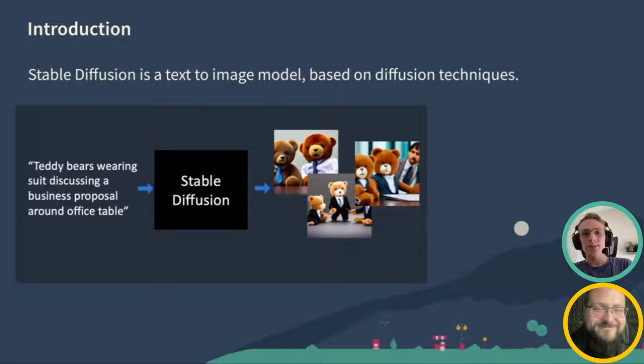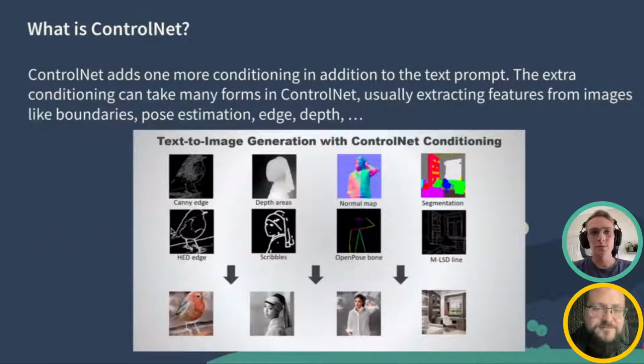But what happens if I don't want this kind of image? If I want, I don't know, the teddy bears around a round table. Here is when we need ControlNet. It's another model that adds more conditions than the text to the generated image. This condition comes in many forms. Usually it's from features from other images, like boundaries, pose estimation, depth maps.